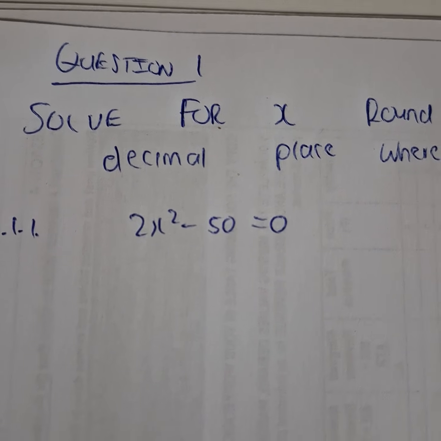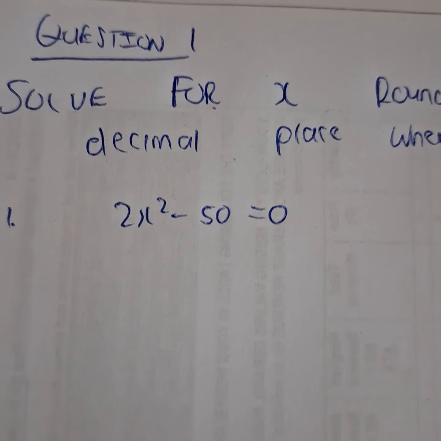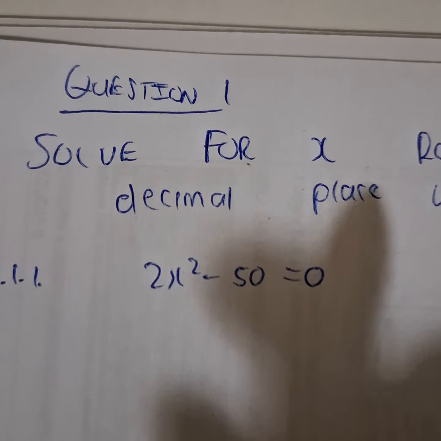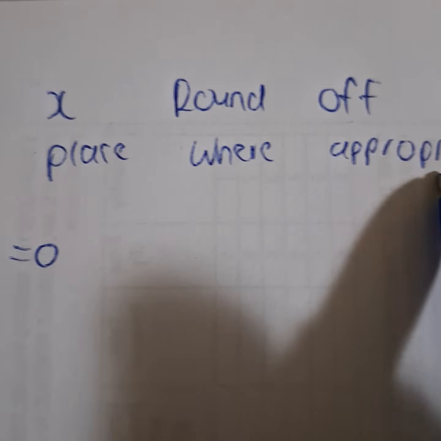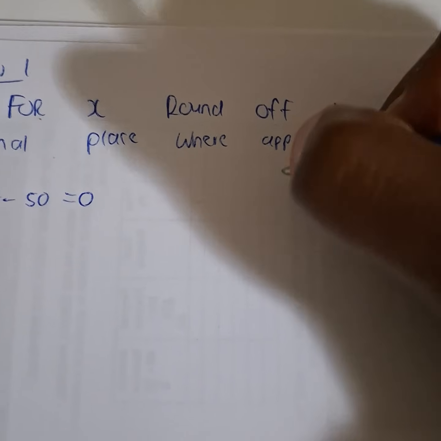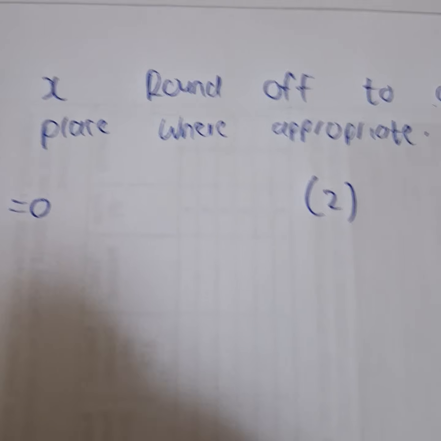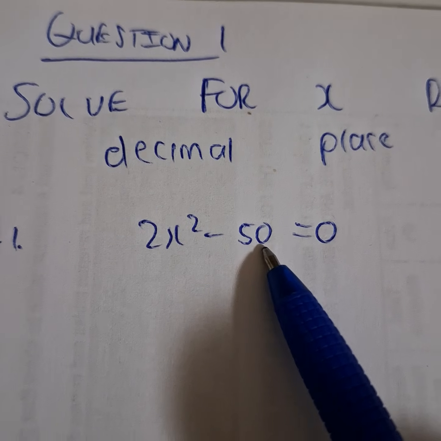All right, so we're going to start this grade 11 build up, and we do certain questions one bit at a time. So here we have a question that says: solve for x, round off to one decimal place when necessary or where appropriate. So here's the question: 2x squared minus 50 is equal to 0, and it is allocated 2 marks, which means we need to spend less than 2 minutes. So 2x squared minus 50 is equal to 0.